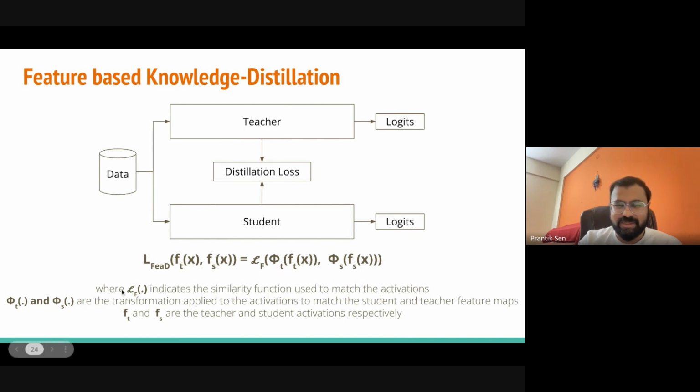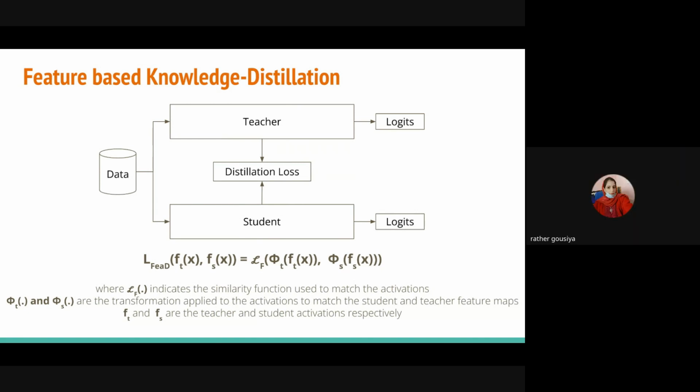So here L subscript F is the similarity function that we are using to match the activations. These are the transformations that, again, basically match the dimensionality or the shape of the student and teacher feature maps. These are the teacher and student activations, f subscript t and f subscript s. Right? Any question on this?